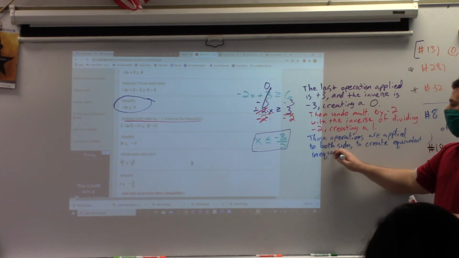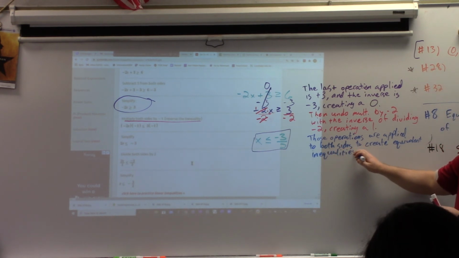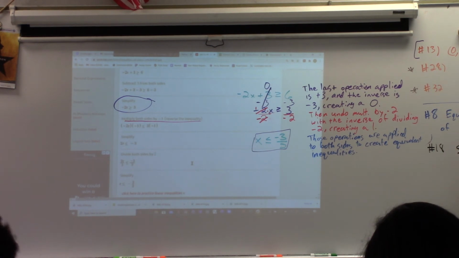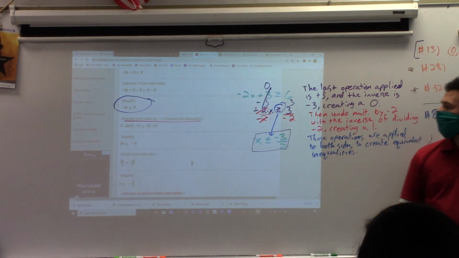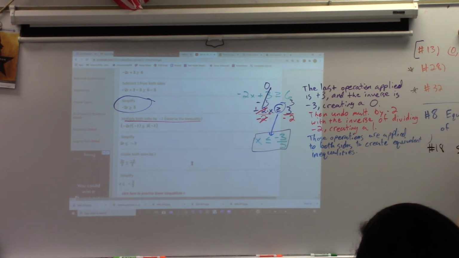inequalities, right? So I'm justifying that all at once, just saying, hey, look, I'm applying those operations on both sides to create those equivalent inequalities. Those are the properties of inequality. But I do have to ask, why did this greater than become a less than? Hold on, someone was saying in the back. Kelsey, go ahead. Because we divide by a negative.